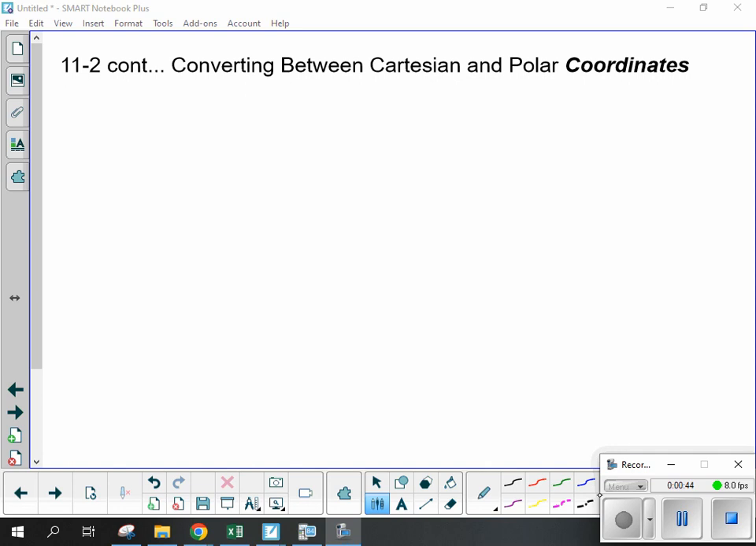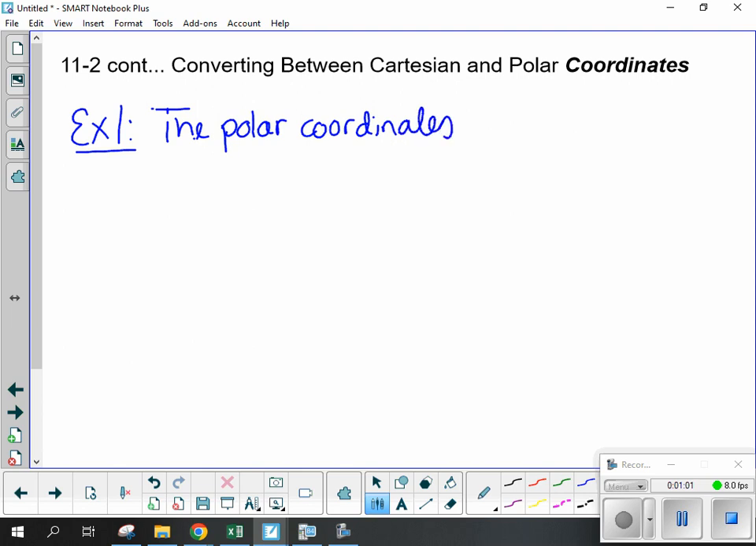Okay, so here's example 1. Get your notes out, ready to go. We are going to convert from polar to Cartesian this time. So the polar coordinates of a point, we're going to use (6, 120 degrees). So we would rotate 120 degrees, go 6 units in that direction. Let's find the equivalent Cartesian coordinates.